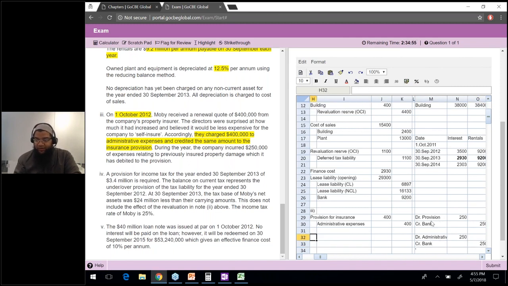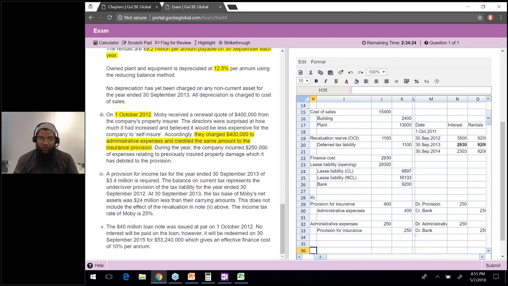So now what correcting entry should we be recording? Because the question has recorded an incorrect entry, we should be debiting the administrative expenses by 250 and crediting the provision, which the question has already debited. So your entry is administrative expenses debit and provision for insurance credit for adjustment number 3.